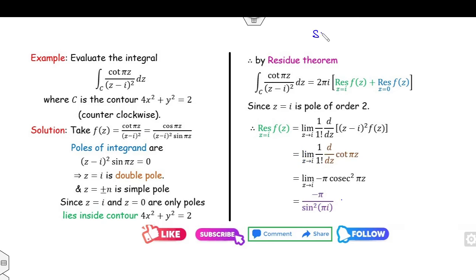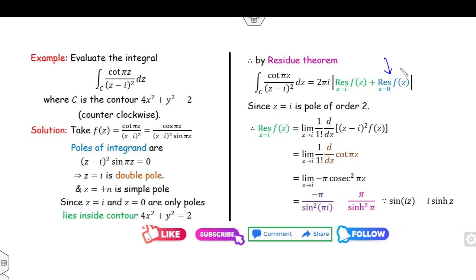Now we all know sine of iota z is my iota times sine hyperbolic z. I can write this number as minus pi iota. Because of the square, it is iota square sine hyperbolic square of pi. Iota square is minus 1, so this value will be cancelled out. Pi divided by sine hyperbolic square pi.